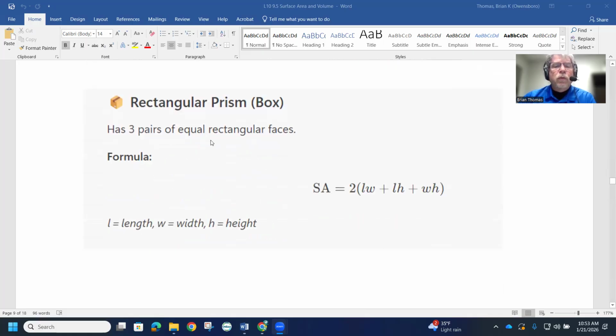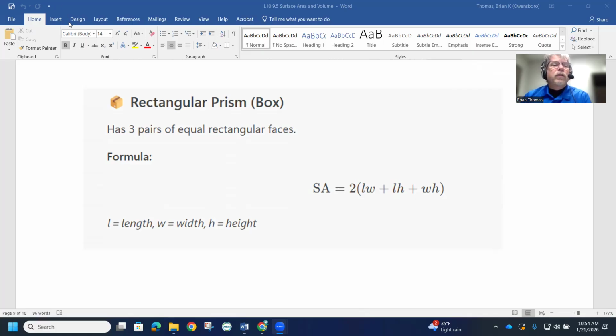Now a rectangular prism, or a box. Notice how the front face and the back face are the same. The left face and the right face are the same. What do we have left there? The top and the bottom are the same. So we have to find the area of one, like the front face, the left face, and the top face. Once I find those, if you multiply that all by 2, that will give you the total surface area. So if you add those three areas together and double it, you can get it that way.